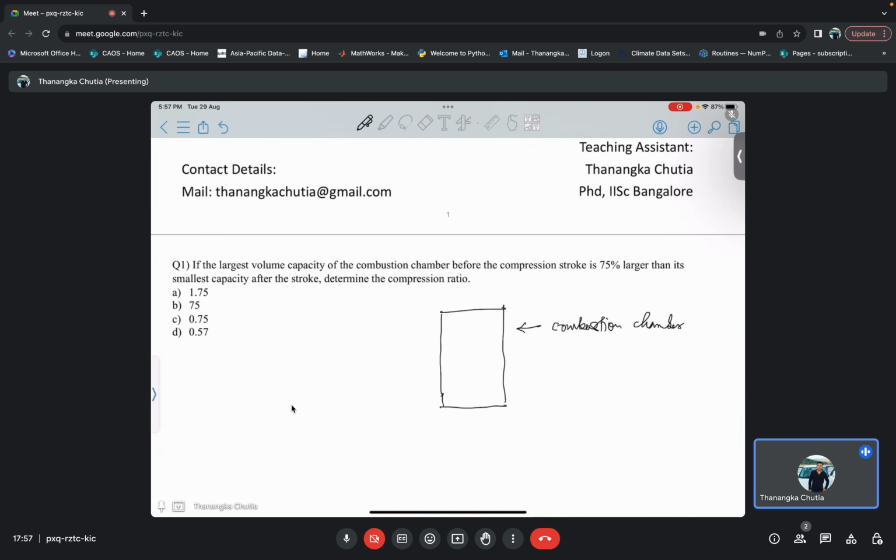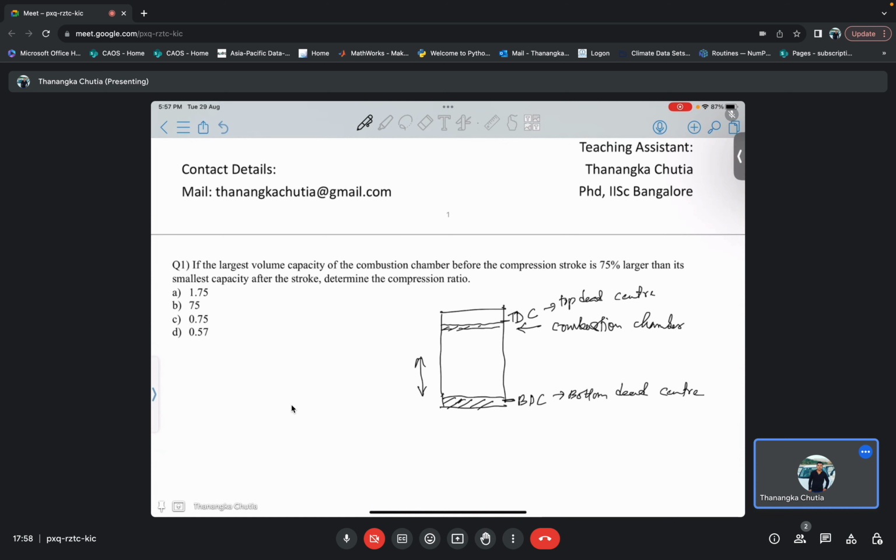In the combustion chamber, there is a piston which reciprocates in this direction, and there is some minimum and maximum limit. This limit is called your TDC, and this limit is called your BDC, where TDC stands for top dead center, and BDC stands for bottom dead center. This means the piston can go up to a maximum at this point. After this point it won't go.